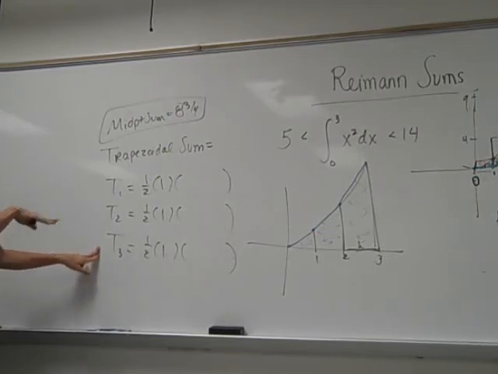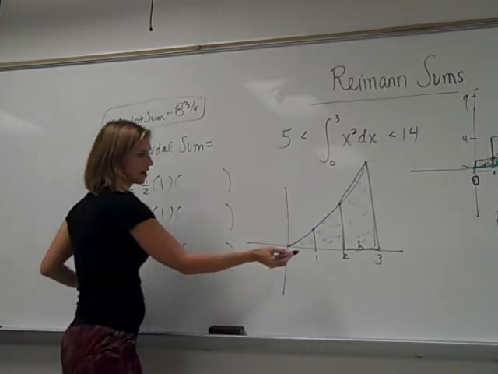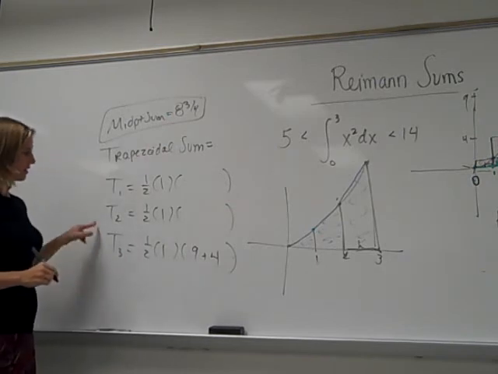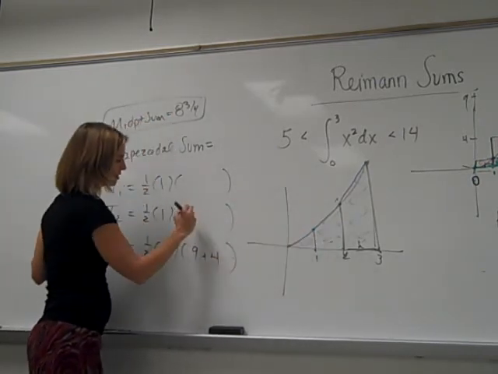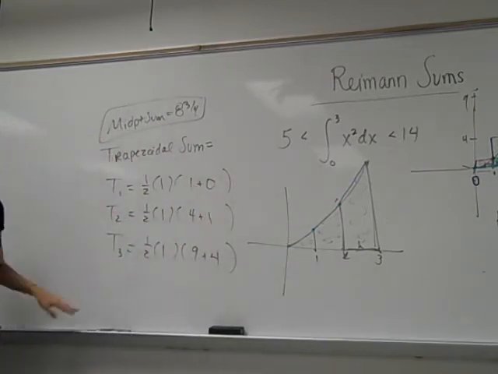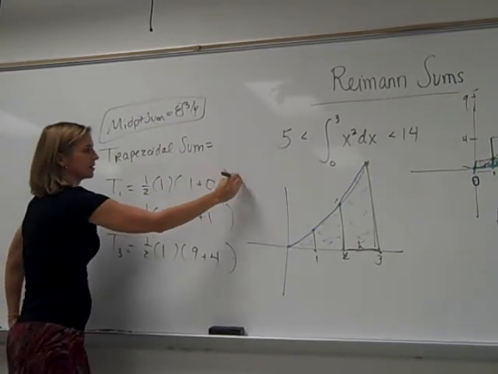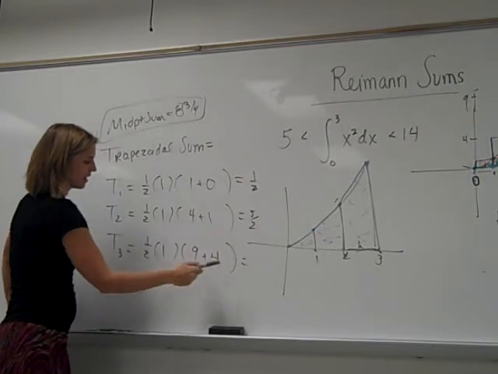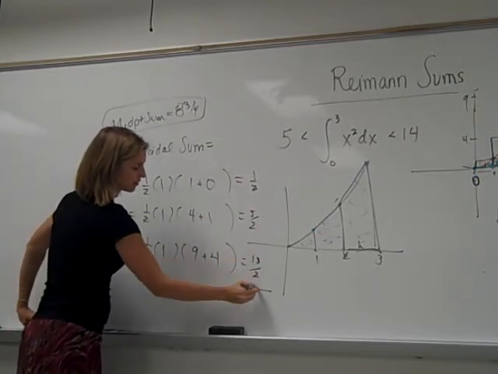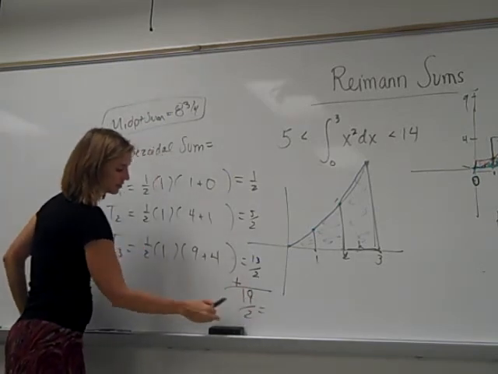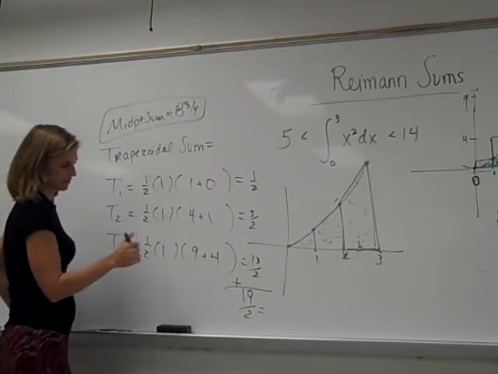I'll start with my third one, all the way to the right. The bases are 9 and 4. The bases of the middle one are 4 and 1. And the bases of this one are 1 and 0. You could have just treated it like a triangle, but whatever. So I end up with 1/2, and 5/2, and 13/2. Put it all together, 19/2, which is 9 and a half.